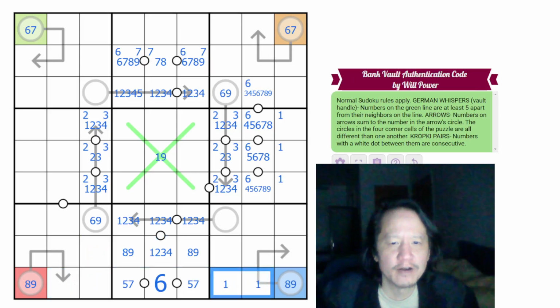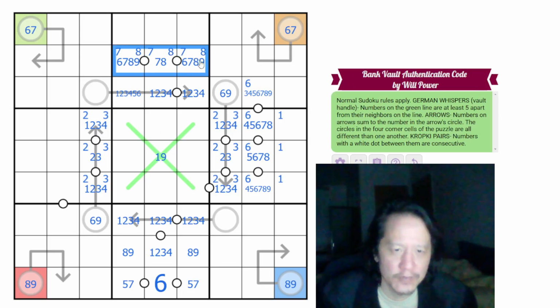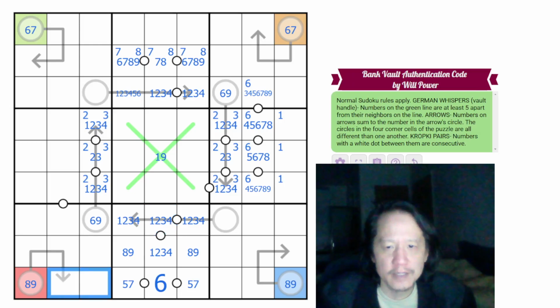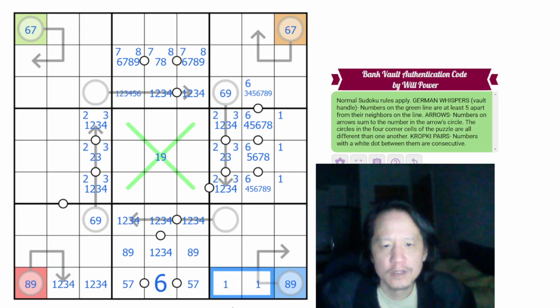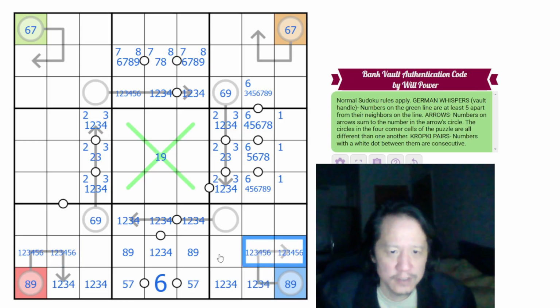Have to go back quite a ways then. Well, okay, so this is fine. We know this is 7, and this has to be 8 then. 7 or 8. That's where we ran into problems. Again, this is 1, 2, 3, 4. This is 1, 2, 3, 4. This has to be 1 through 6. This has to be 1 through 6.